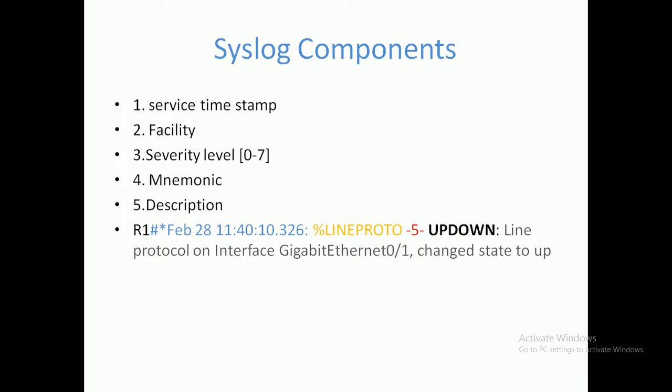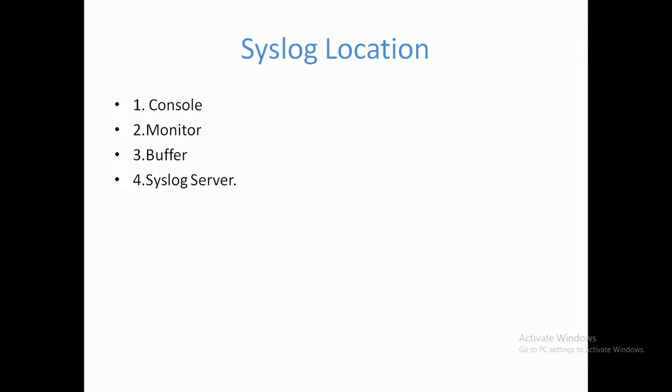Now you have to know the various locations where you can see the syslog messages. In Cisco IOS, by default you can see the syslog message only on the console. This is because the logging console command is enabled by default. There are also other possible locations, like monitor. Let us suppose you want to remotely access a device and see the log messages on that device. That means you have to enable the command known as terminal monitor.